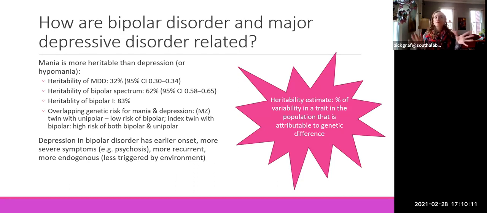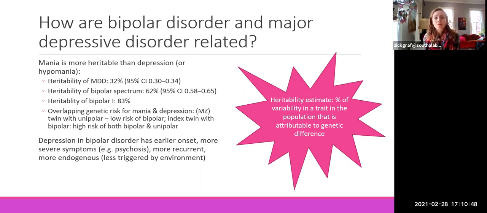Okay, so people with bipolar disorder spend a lot of their time in a depressive episode. People with unipolar depression, people who have had a major depressive episode in the past, are no more likely than anyone else to go on to experience mania or hypomania. So how are bipolar disorder and major depressive disorder really related? To start with, getting back to this concept of severe mental illness, or mental illnesses that are predominantly biologically driven, mania is much more heritable than major depression. The heritability of major depressive disorder is only 32%.